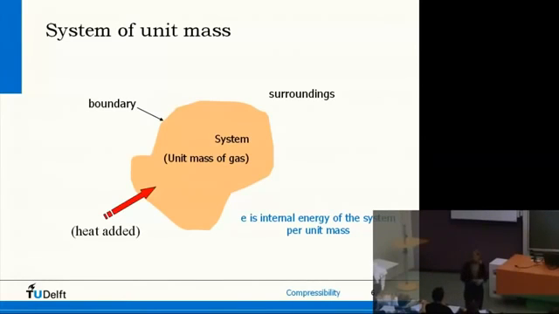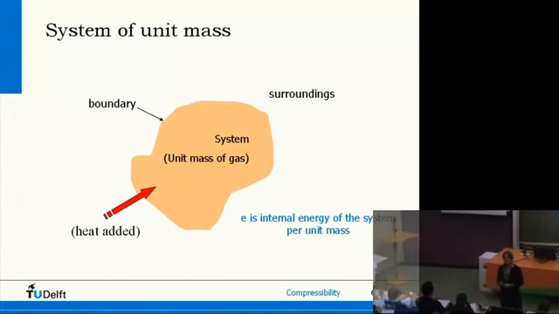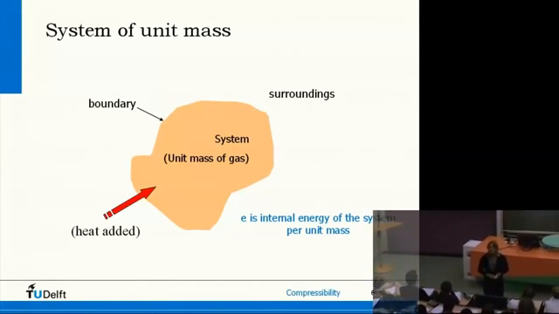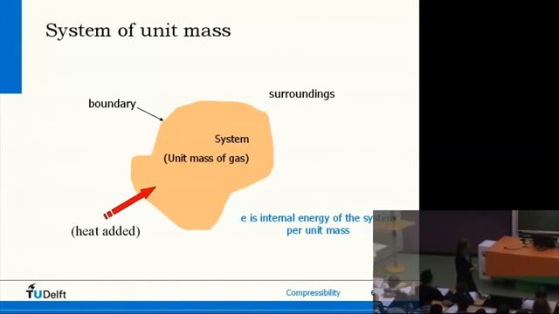So the internal energy of this system per unit mass can only change if you do two things to it. Perform work on the outside, on the boundary, so push it in or pull it out, or heat it from the outside. So that's two ways that internal energy of this system can actually change. So heat added, that's the red arrow, or pushing in or out at the boundary.